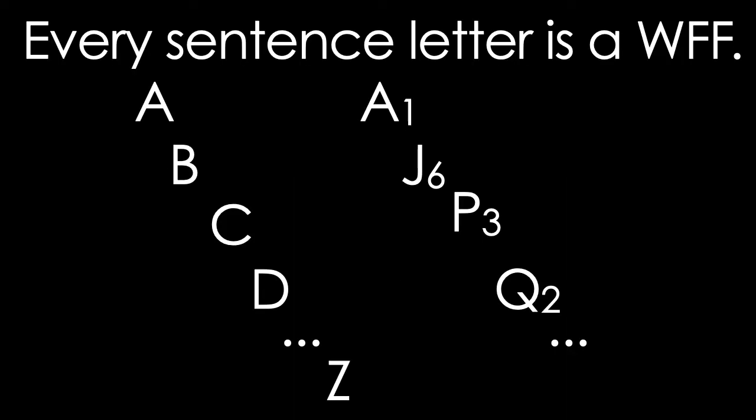Some expressions of SL count as well-formed formulas. Well-formed formula is typically abbreviated WFF, and that's sometimes pronounced woof, sometimes it's just pronounced WFF. Every sentence letter is a well-formed formula. That includes all the letters A, B, C, down through Z, but also remember we can add subscripts. So we get A1, J6, P3, Q2, and whatever else. Point being, all of those are well-formed formulas, and there are infinitely many of them.